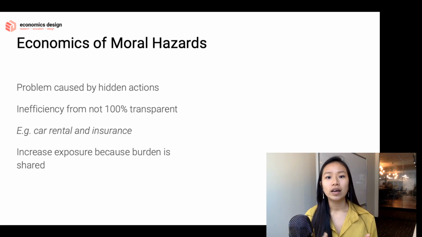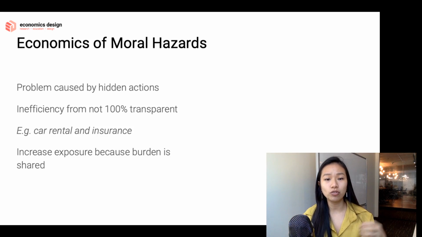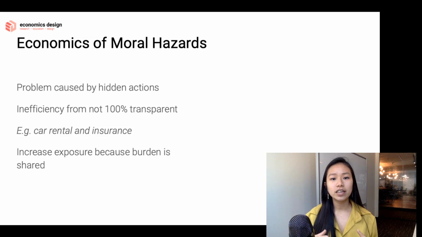In signaling, a lot of information is hidden. Maybe because it's difficult to tell, maybe it's just really unavailable, or you just can't tell, you can only show. So there are problems with transparency. In moral hazards, it's hidden actions that happen after the event has happened or after the contract is signed, the insurance is bought. This is where inefficiency comes in because it's not 100% transparent again.